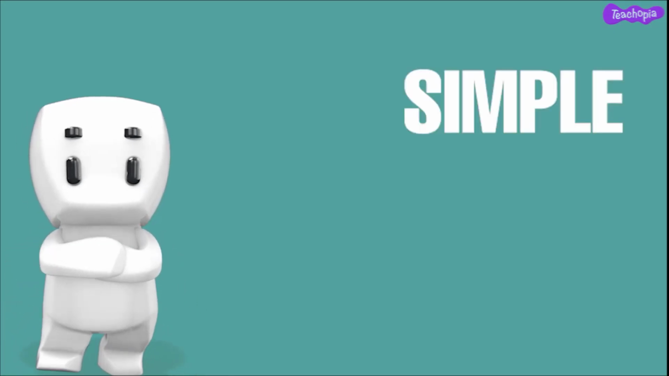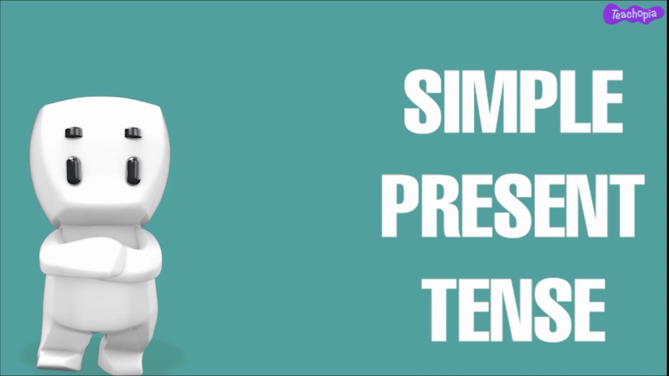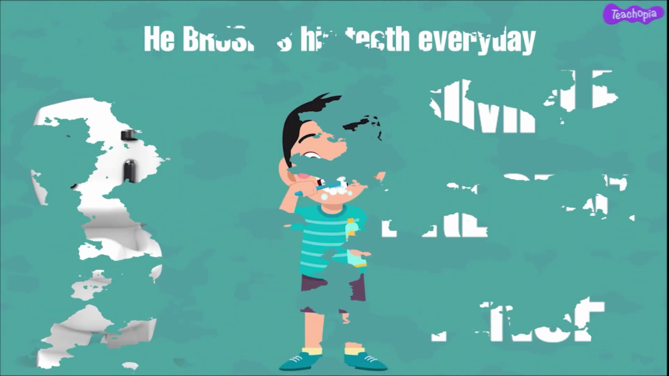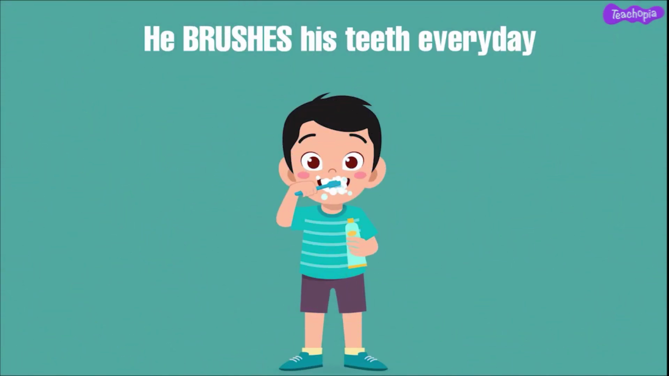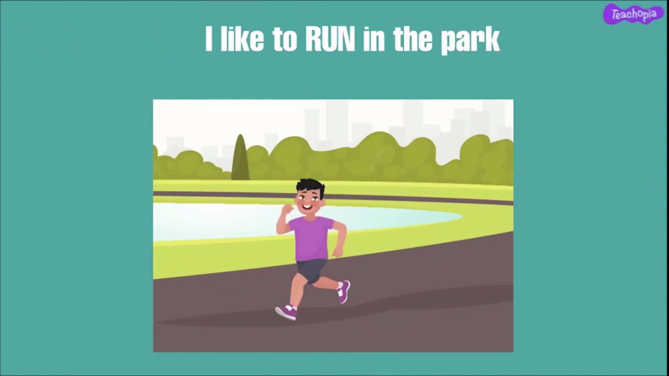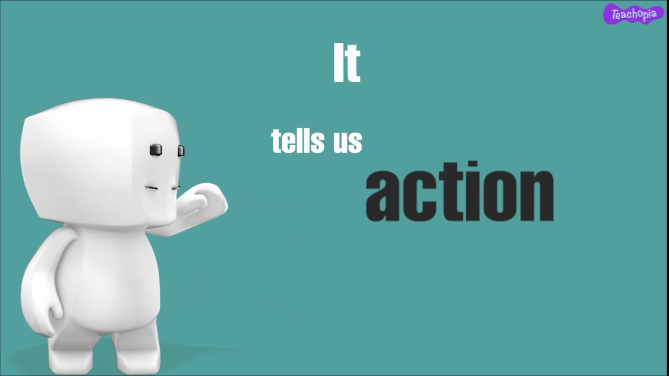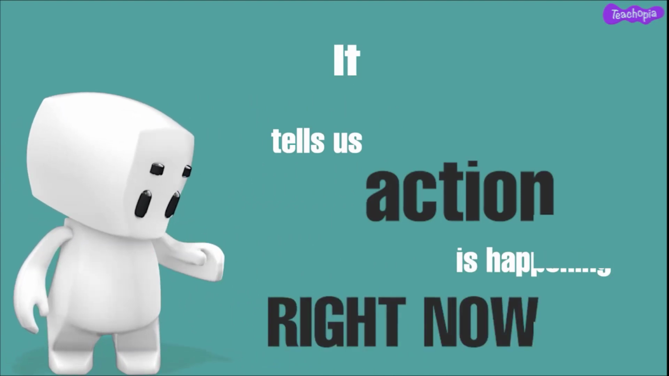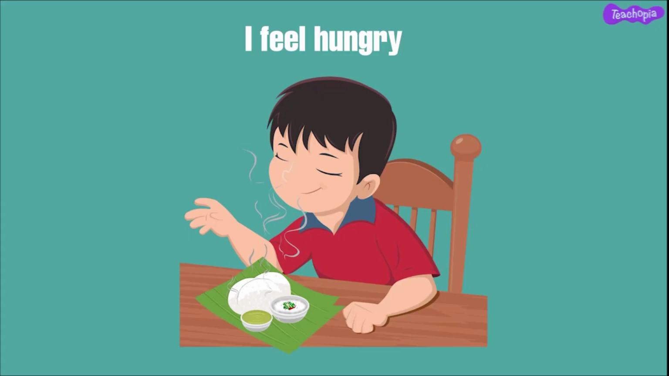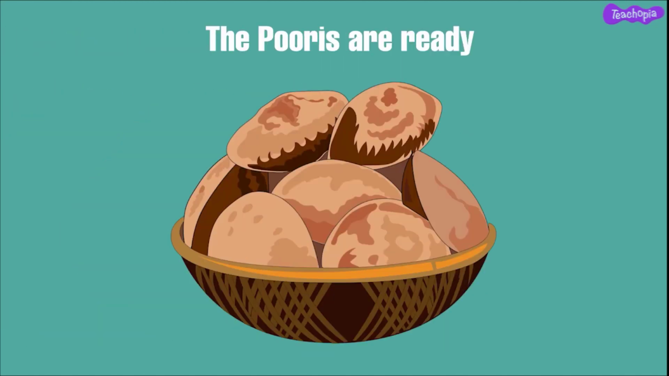Let's start with the simple present tense. He brushes his teeth every day. Or I like to run in the park. It tells us if an action is happening right now. For example, I feel hungry. Or the puris are ready.